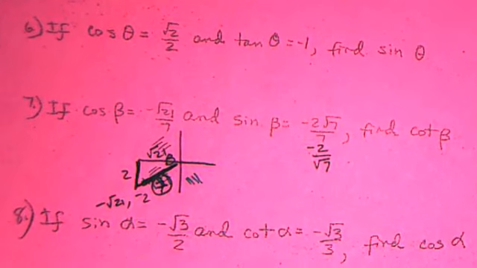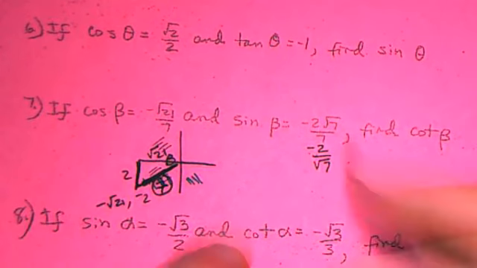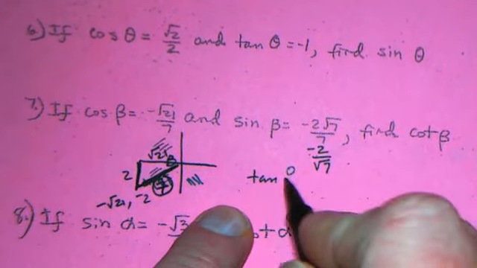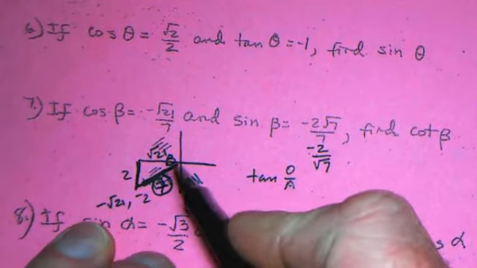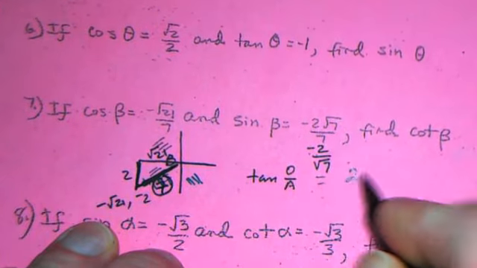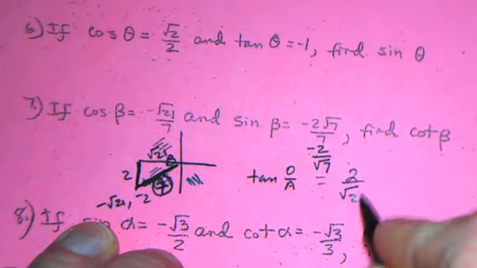And they want me to find cotangent. So I need to find out what tangent is. Tangent is opposite over adjacent. So my opposite side is a 2. My adjacent side is a root 21. So I get 2 over root 21.